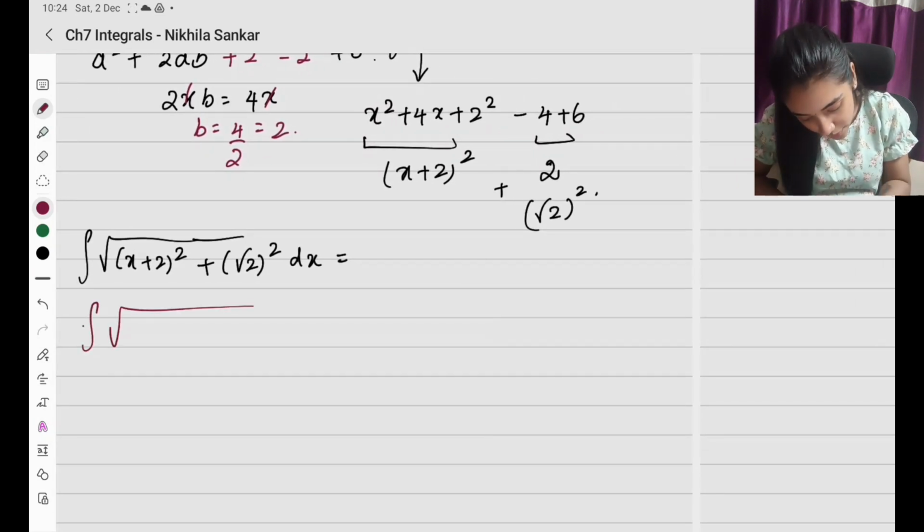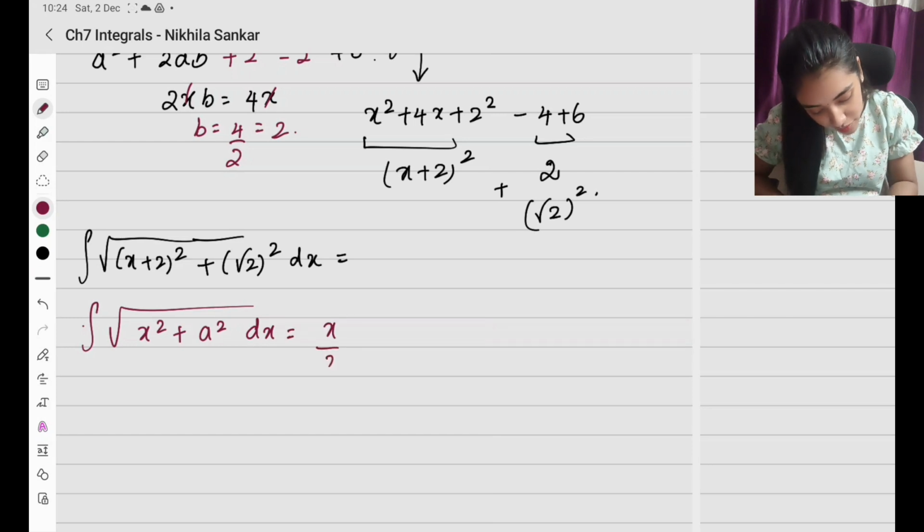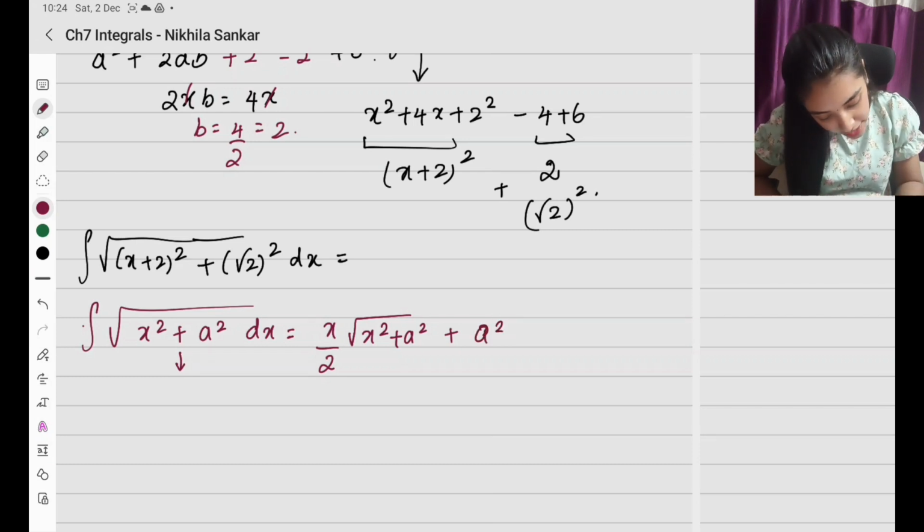Integral of square root of x square plus a square times dx is going to give me first x by 2 square root of x square plus a square, plus I have a plus here, so plus a square divided by 2, log mod x plus square root of x square plus a square.